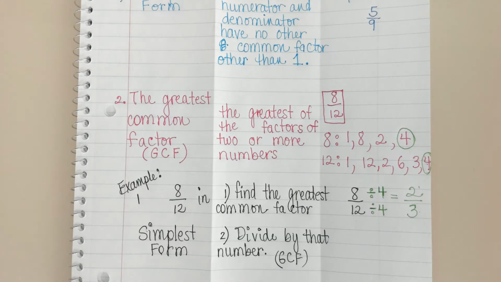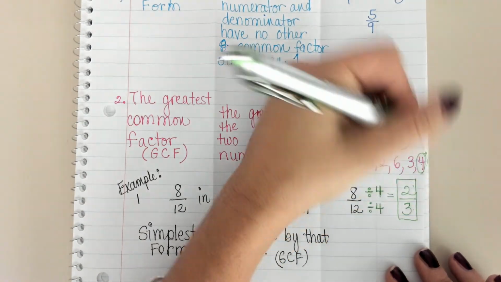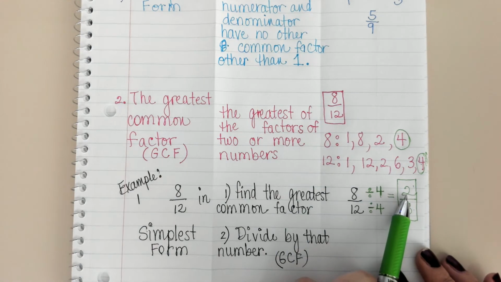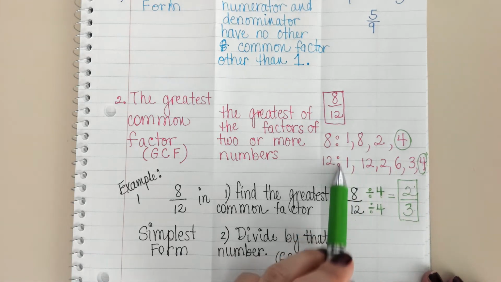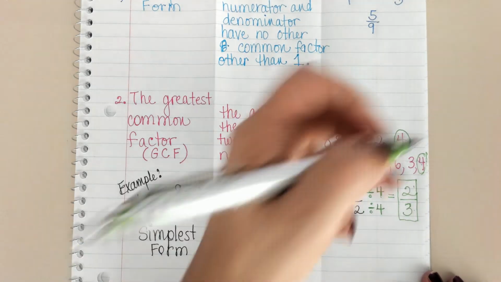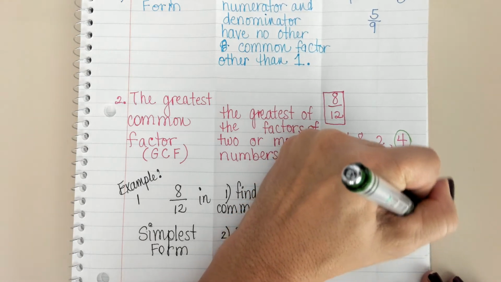2 and 3 don't have any factors in common besides 1. They're prime numbers. They don't always have to be prime numbers, but if you list the factors of 2, you get 1 and 2. You list the factors of 3, you get 1 and 3. And they only have the 1 in common. We've reached our goal. That number is now in simplest form.